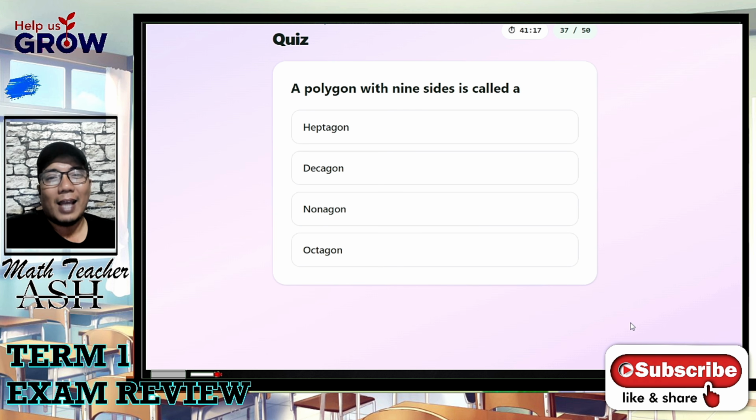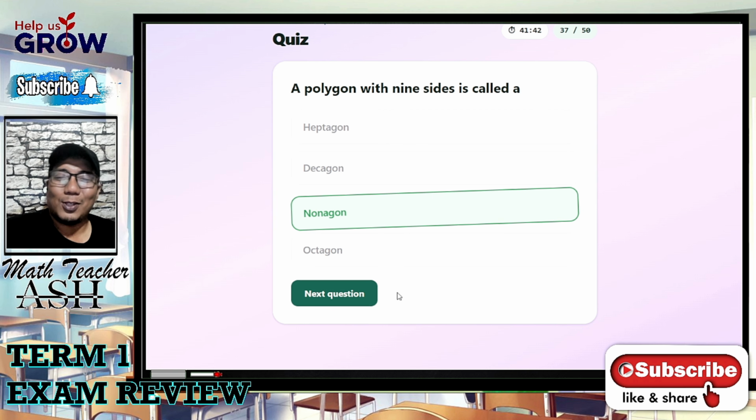A polygon with 9 sides is called a... Is it heptagon? Is it decagon? Is it nonagon? Or is it octagon? What do you think is the answer? Alright, very easy, my dear math learners. This question is just about definition. So, a polygon with 9 sides, that is called, very good, nonagon. Easy, right? Now, let us go to the next question.